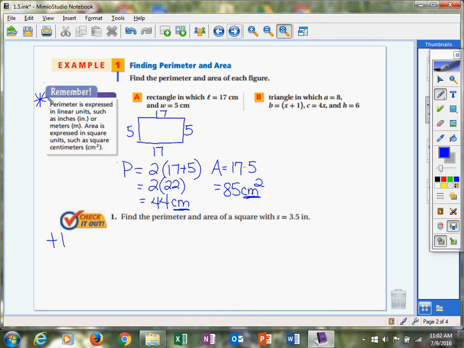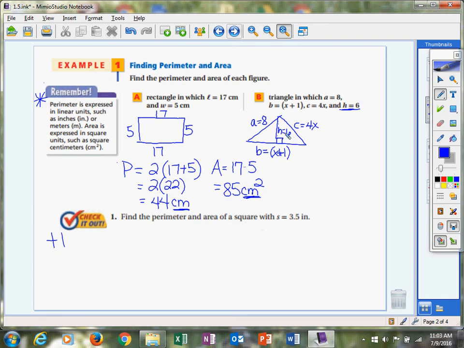Okay? Letter B, we've got a triangle, we've got 3 sides. This indicates that one of the sides is not your height. And so let's just draw a regular triangle. Okay? This will be side A. We'll make B our base, since it's labeled that way, okay? And C is 4x. And then we'll just draw our height here, and we'll call that H is 6. Okay, there we go, H is 6.